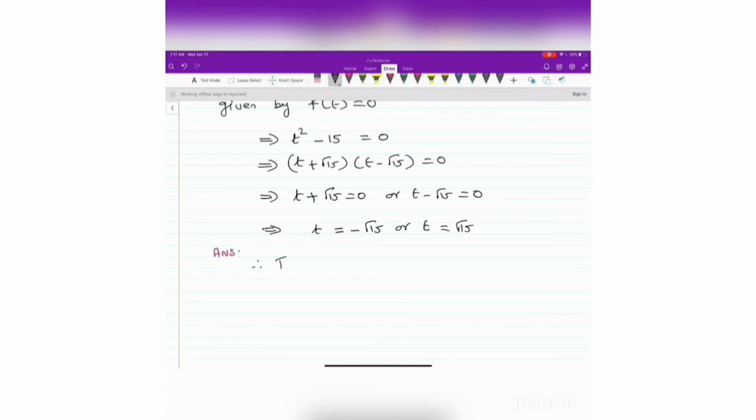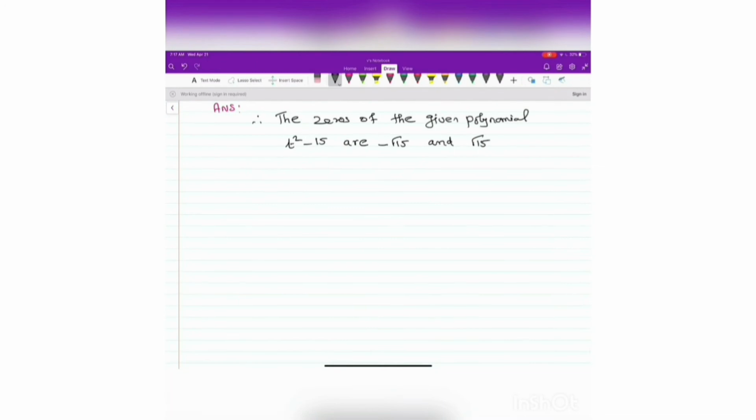Therefore, the zeros of the given polynomial t square minus 15 are minus root 15 and root 15. Okay. Now let's do the second part.